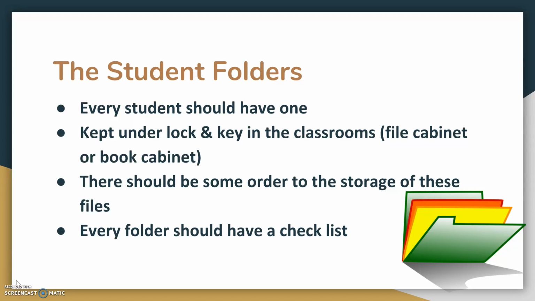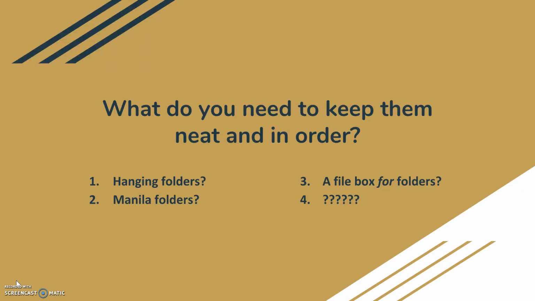The checklists were created to help you keep order in these folders. Following this video in Doc 1, you'll find a copy of the checklist. Another reason for the checklist is to remind you to keep only the required things in the folders, nothing extra. Now ask yourself, what do you need to have neat and orderly folders? Do you need hanging folders or files? Manila folders, maybe? Perhaps you need a file box because you don't have a filing cabinet. Let me know what you need, and we'll see what we can do about getting those things for you.